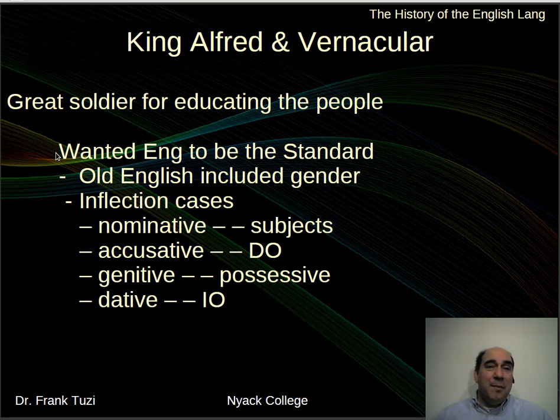They also have a number of case markers. So they have a case marker for a subject. They have a case marker for the accusative, or the direct object. They have a case marker for possessive, a case marker for the dative, or the indirect object. Understand that we have direct object, indirect object, subjects and possessives, but we don't necessarily have specific markers or specific articles for them as they did in Old English.